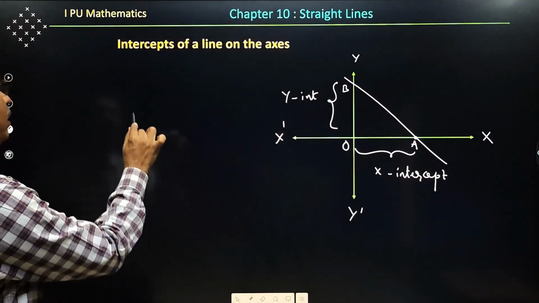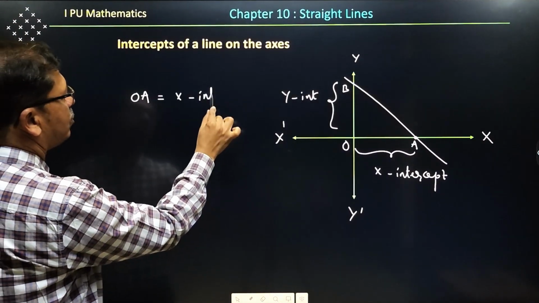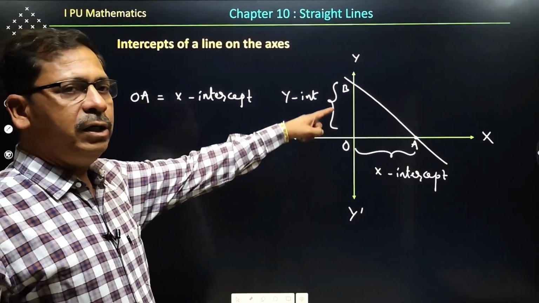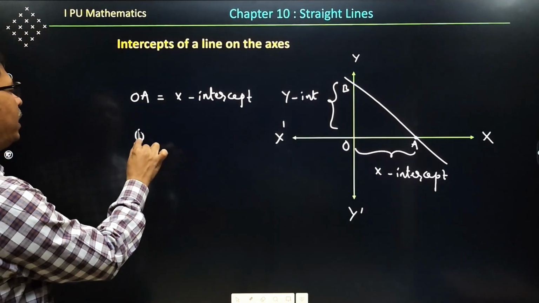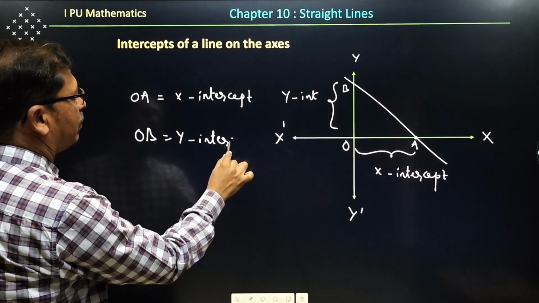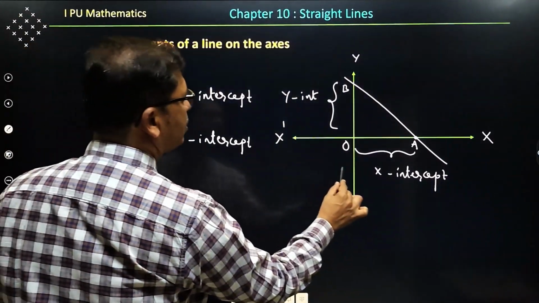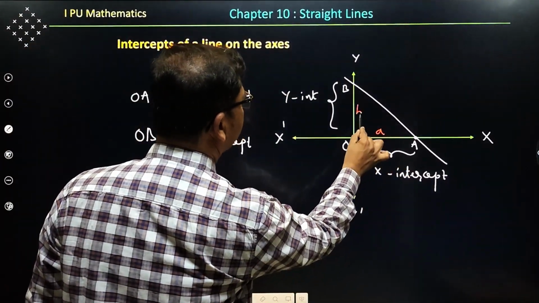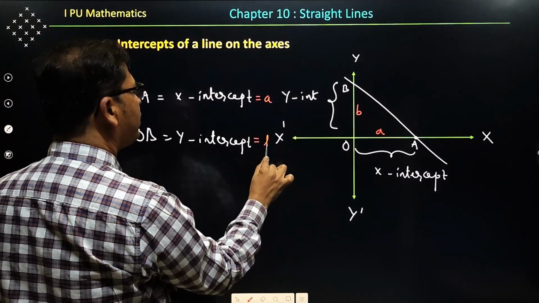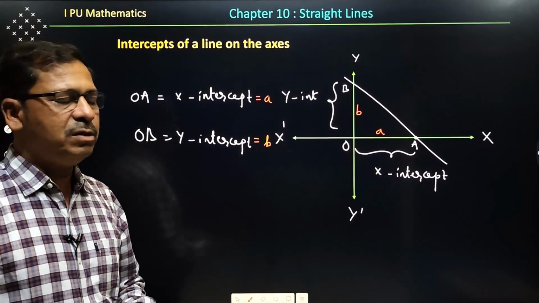So, in the figure, the length OA is called the x-intercept, whereas the length OB is the y-intercept. For our convenience, we can represent this length as A and this length as B. So, x-intercept is equal to A in this diagram, y-intercept is equal to B. This is the idea regarding the intercepts. Very simple concept.